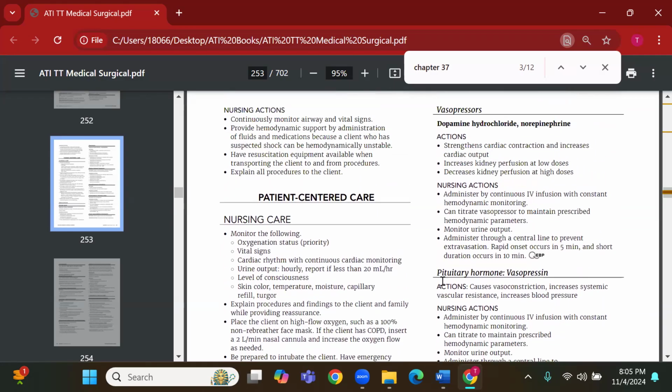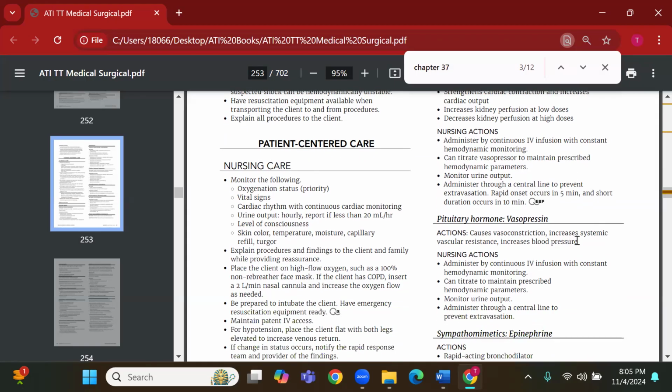But here, for one moment, I want you to see something that you may have to treat a patient who has one of these shocks with. It's called a vasopressor, right? Remember, we're going to press the vessel shut or put pressure on it. When you press the vessel, you also press the P. So let's look here. It says it causes vasoconstriction, increases systemic vascular resistance, and increases blood pressure.